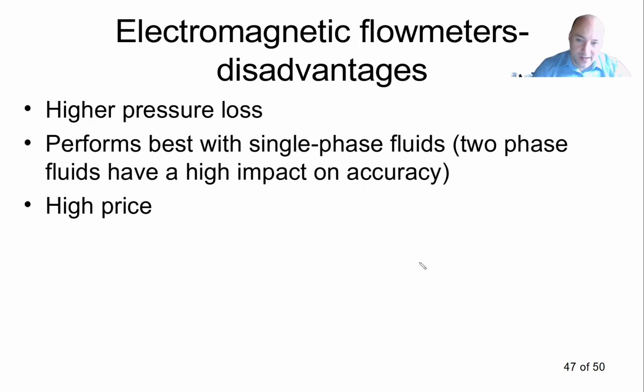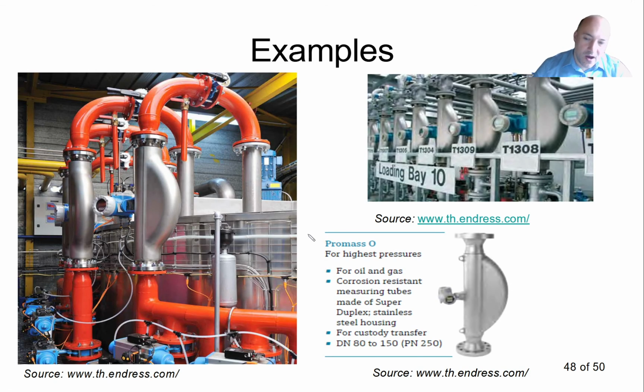What are the disadvantages? Well, compared to the electromagnetic and ultrasonic, it has a higher pressure loss. It is not installed from the outside. And there is also a limitation that this type of flow meter can be used for single phase liquids, because two phase liquids will have an impact on accuracy. And it is also quite expensive compared to, for example, the orifice plate, which is the least expensive one.